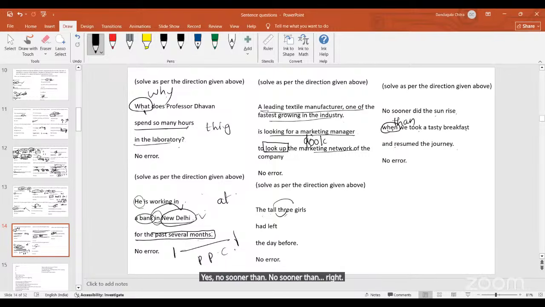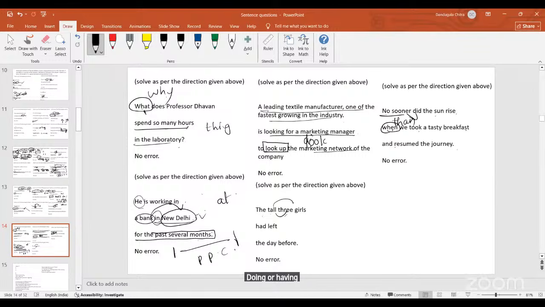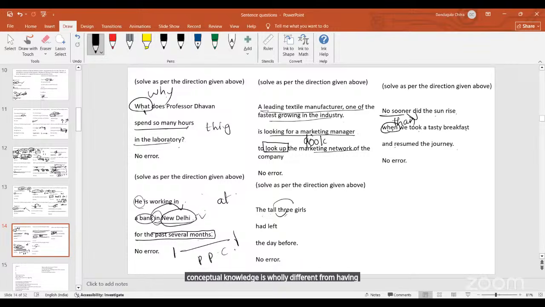Right. So by this, we almost did 110 questions today on errors itself. And among these 110, we have learned a lot of things like no sooner than, like linkers. We revised tenses again, and we have seen many more concepts that we already studied. This is the purpose of practicing questions. If we practice, we learn a lot. Learning conceptual things is wholly different from having hands-on experience. That's why companies prefer candidates who have experience. You can only gain experience with practicing.